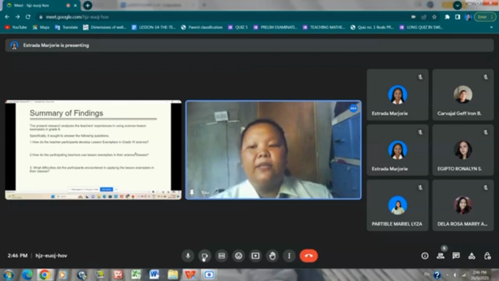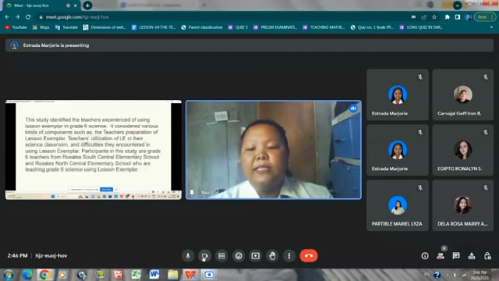This study identified the teachers' experience of using lesson exemplar in grade 6 science. It considered various kinds of components such as the teachers' preparation of lesson exemplars, teachers' utilization of lesson exemplar in their science classroom, and difficulties they encountered in using lesson exemplar. Participants in this study are grade 6 science teachers from Rosales South Central School and Rosales North Central School who are teaching grade 6 science using lesson exemplar.